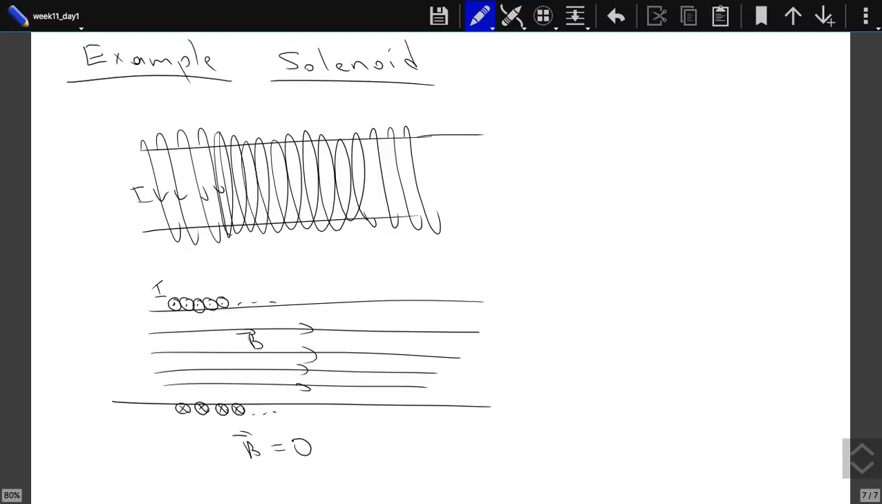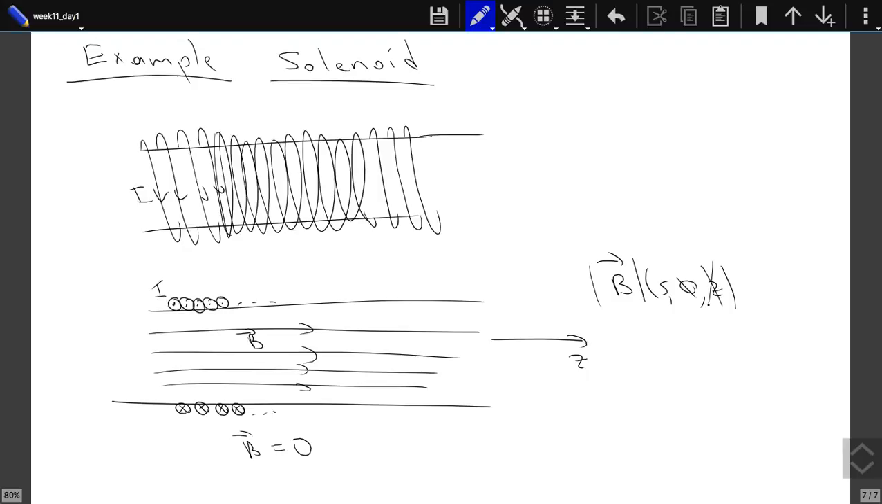Now let's calculate B inside. I will assume a cylindrical solenoid, so it has this rotational symmetry. Let's say this is my z-axis. The B field, at least its magnitude, cannot depend on z. In general, it can depend on s, phi, and z, but it cannot depend on z because I have this translational symmetry. If I just translate it along the solenoid, nothing changes.